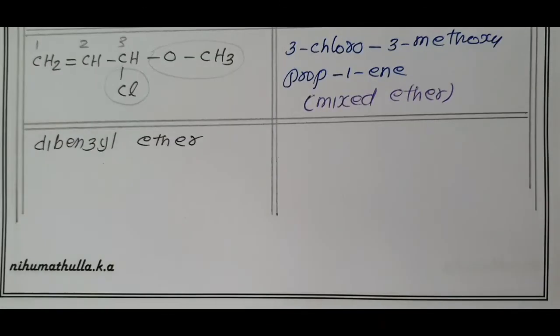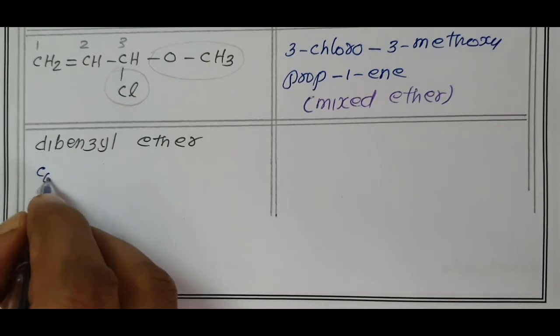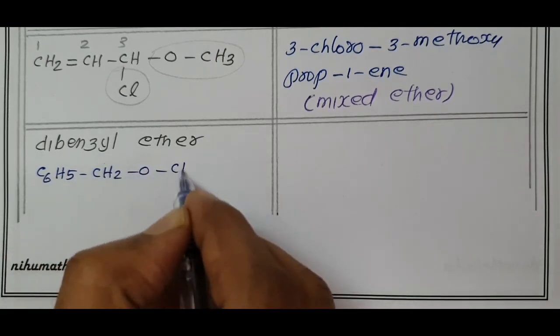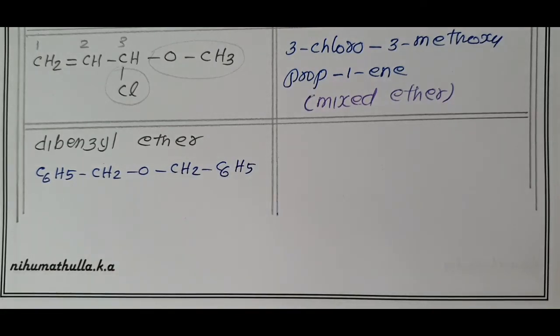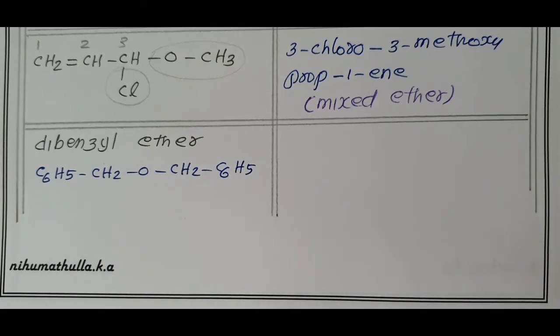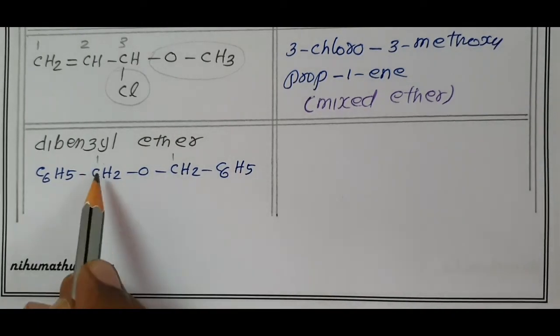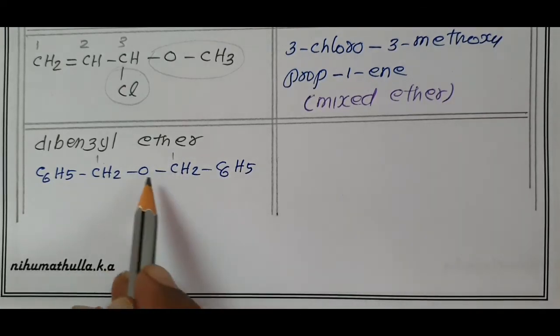The next compound given is dibenzyl ether. Benzyl, C6H5CH2 O, dibenzyl CH2C6H5. This is dibenzyl ether. Common name we can easily give, but a different IUPAC name for this compound. What is the name? When we give numbering, this is first carbon, this is first carbon. Methane, methane, dimethane. To one, oxygen is also attached, oxy.